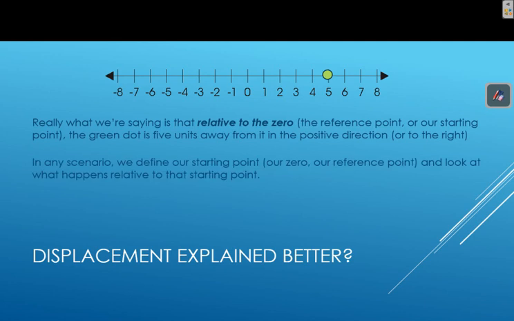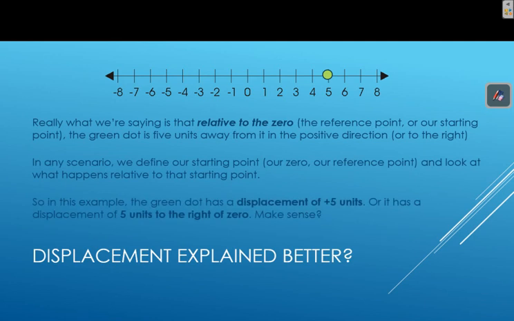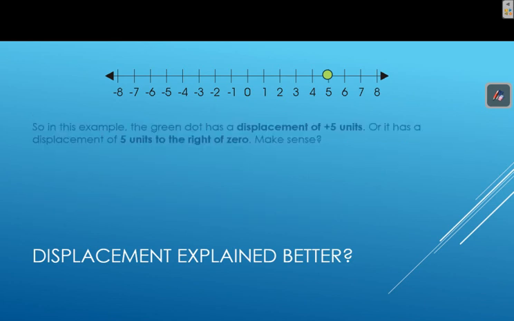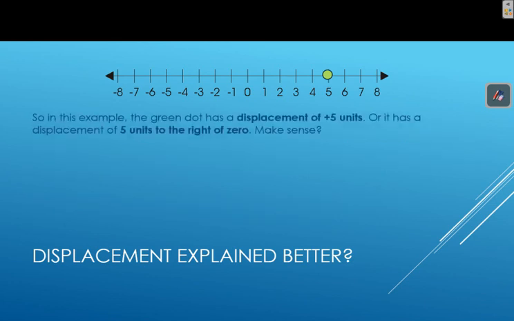In any scenario, we define our starting point and look at what happens relative to that starting point. So in this example, the green dot has a displacement of plus 5 units, or it has a displacement of 5 units to the right of 0. In other words, we are saying the green dot traveled from the 0 to the 5. That's really what displacement means. It changed its position from 0 to the 5, and therefore the displacement is positive 5. So we say it has a displacement of positive 5, or the displacement is 5 units to the right of 0.